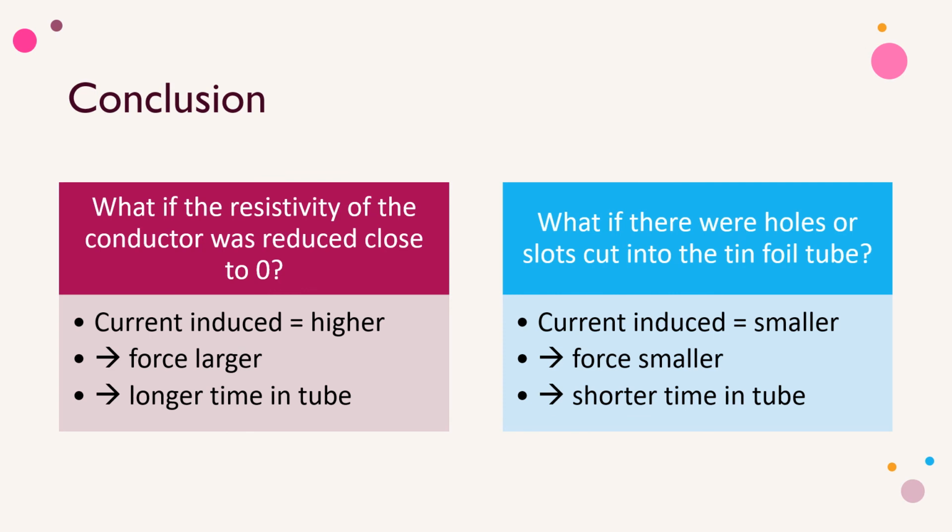And then, what if there were holes or slots cut into the tinfoil tube? In this case, the induced current would be lower, which means that there would be a reduced magnetic force. Therefore, it would take a shorter time for the magnet to fall, which means it would fall quicker.